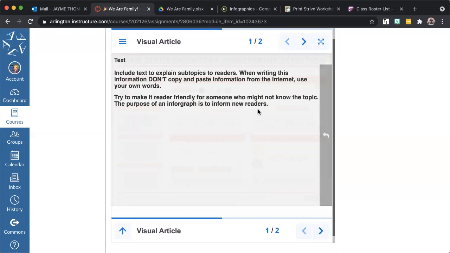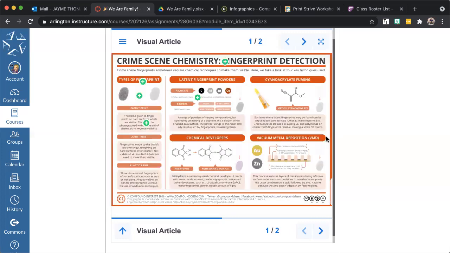Okay. You're informing new readers. That's the purpose of an infographic. I already know this information. So you're not informing me, you're informing people who don't know about it. So keep that in mind when you're designing things.